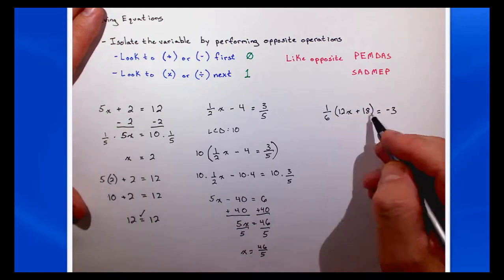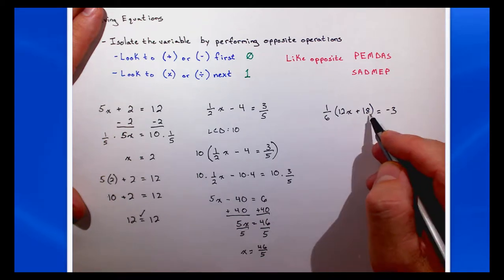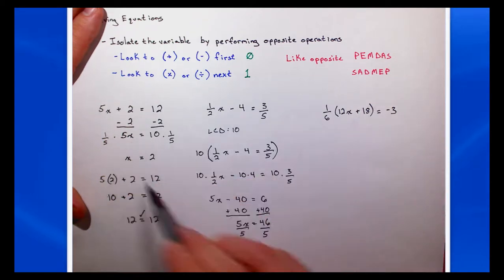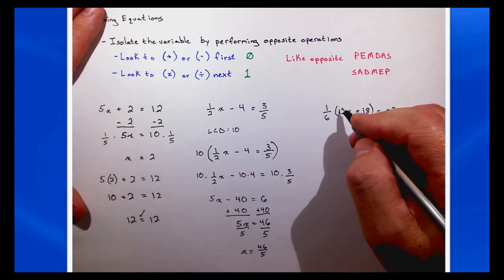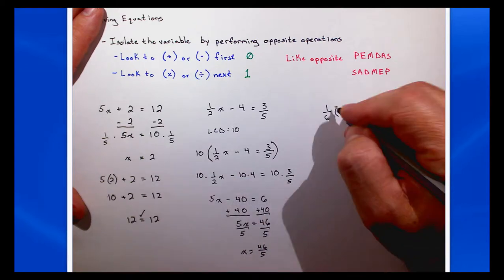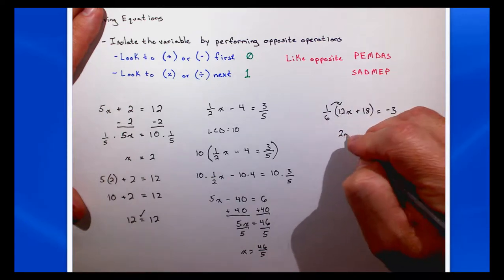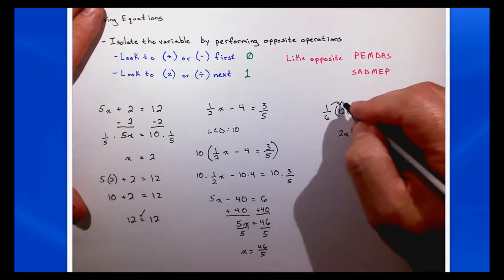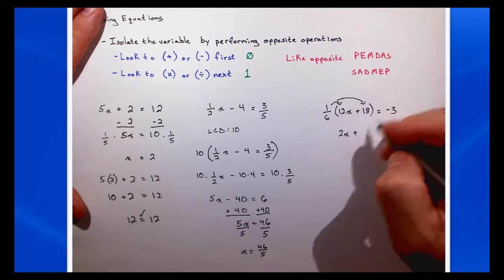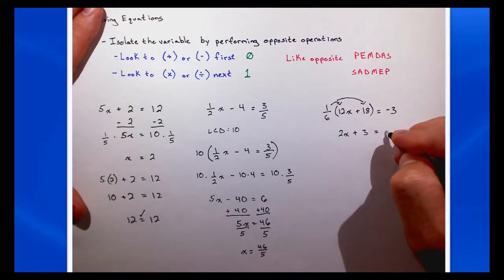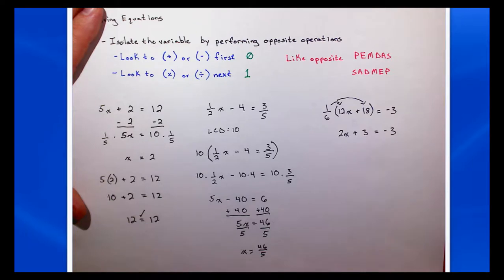Here I've given one that has parentheses. I have to remove the parentheses. After I remove the parentheses, I can do everything else that I did here. So I need to distribute my 1/6. So 1/6 times 12x is 2x, and 1/6 times 18 is 3. Parentheses are now gone, and this is what I'm left with.